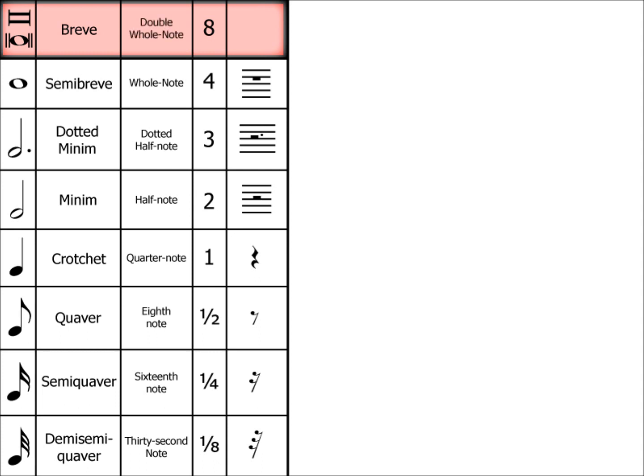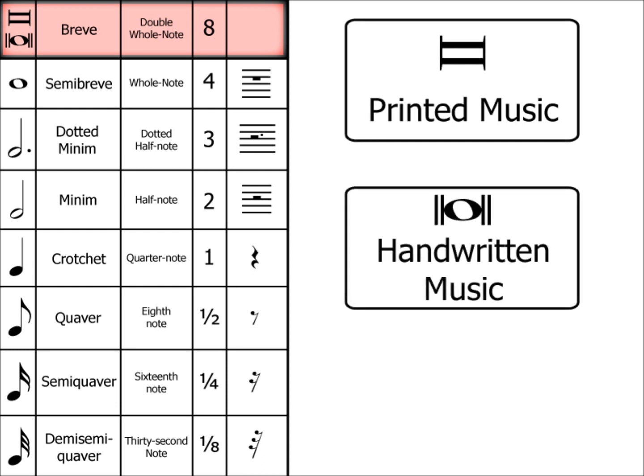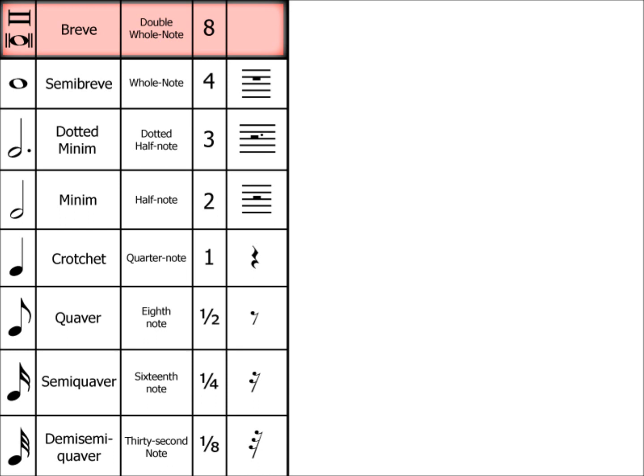Now you can see that there are two different ways of drawing the Breve. Either way is correct, but it is more common for the top symbol to be used in printed music and the bottom symbol to be handwritten. If you're writing music by hand, I do strongly recommend that you use the bottom symbol, as it is very clear what you are writing. Using the top symbol can cause confusion, as it may just look like a regular semi-breve.